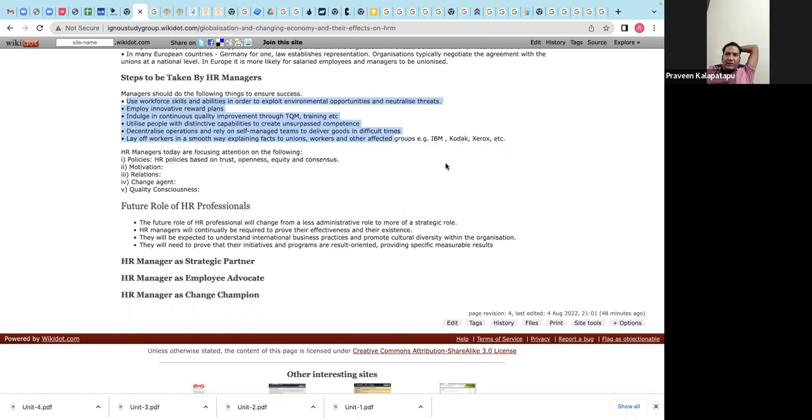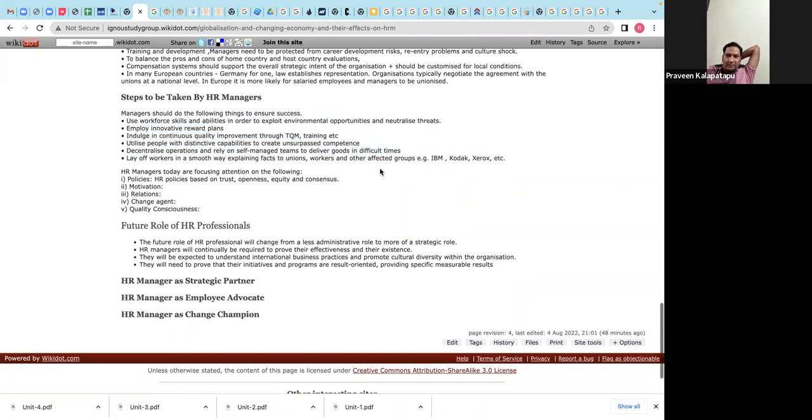The first looks like the qualities that a manager would require, and the second is about the focus items that he needs to see.